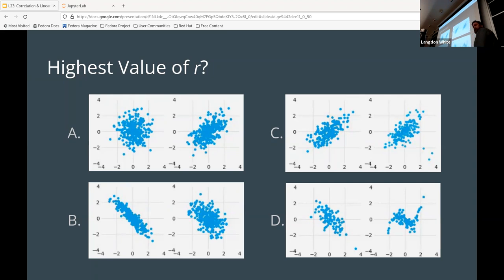All right, and then D. So let's see, left, right. And I will point out there's a weird outlier here and a weird outlier here, in case you can't see them. All right, so left-hand side would be a lower value of R, and right-hand side would be a higher value of R.